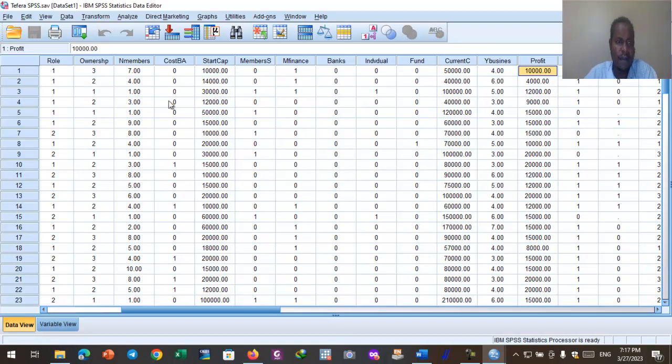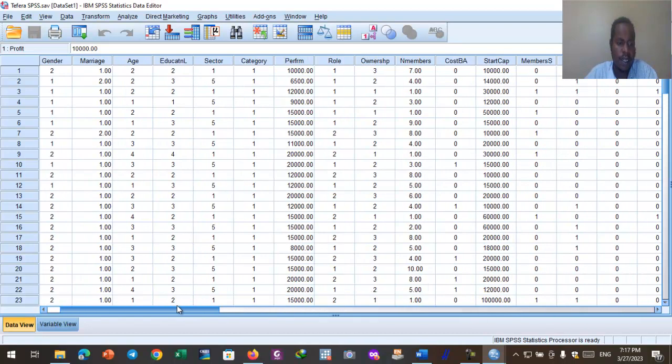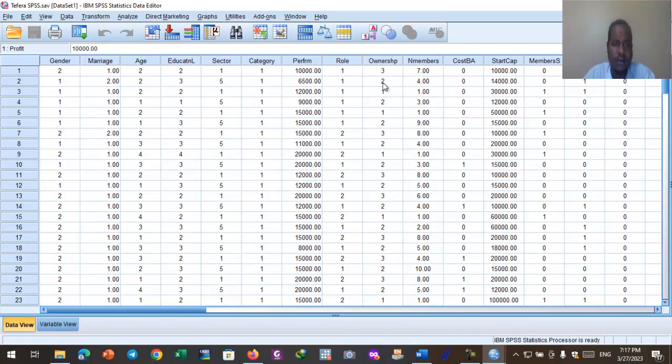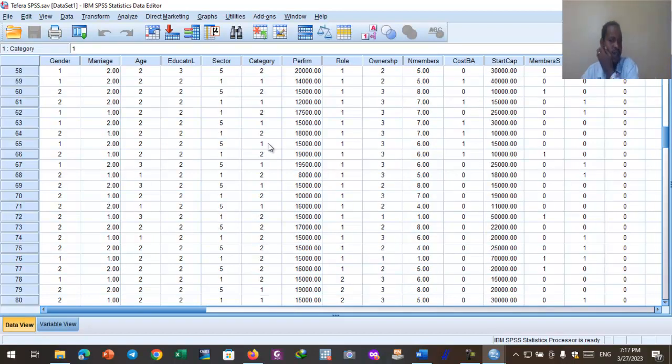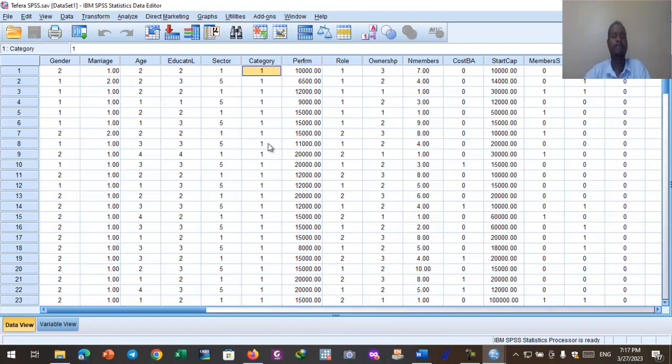The independent variable is the category of the enterprises. Look here, category of the enterprises, and there are two categories of enterprises. One is micro enterprises, and another is small enterprises. They are categorized in a single variable, and the variable is designated as category.